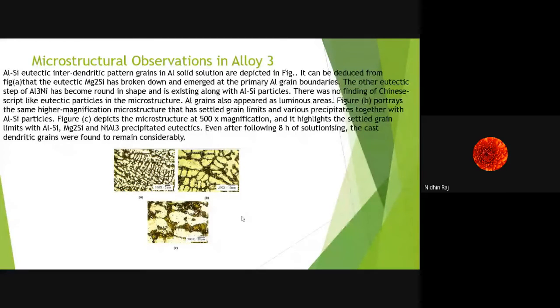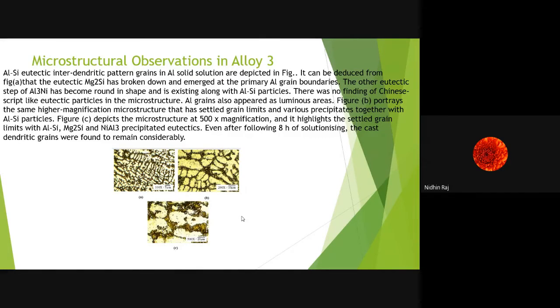aluminum grain boundaries. The other eutectic phase, Al3Ni, has become round in shape and exists along with aluminum silicon particles. There was no finding of Chinese script-like eutectic particles in the microstructure, and the aluminum grains also appeared as luminous areas. Figure B portrays the same microstructure at higher magnification, showing the resolved grain boundaries and various precipitates together with aluminum silicon particles.